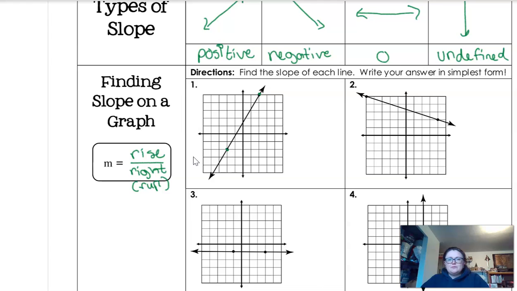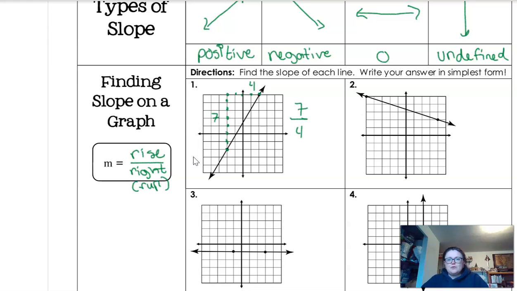So we're going to count our rise. We need to find how much we have to go up. So we go 1, 2, 3, 4, 5, 6, 7 up, and then 1, 2, 3, 4 over to get to this point. So that gives us 7 over 4. Whoops, I put the wrong number on top. Rise goes on top, run goes on bottom.